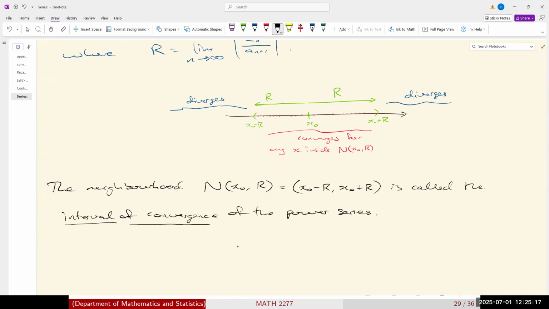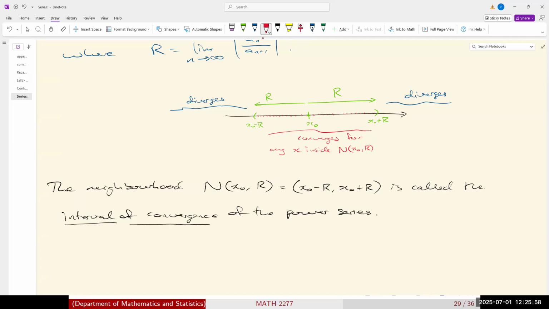Right, so once you take any x value inside this interval and you throw that x value into your power series, it will converge. If you take an x value outside of this interval and you throw that x value into your power series, it will diverge. What about x values at the boundary? Notice this theorem does not tell us what is happening at x equal x0 minus r and at x equal x0 plus r.